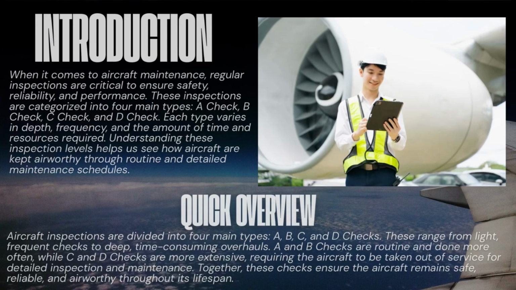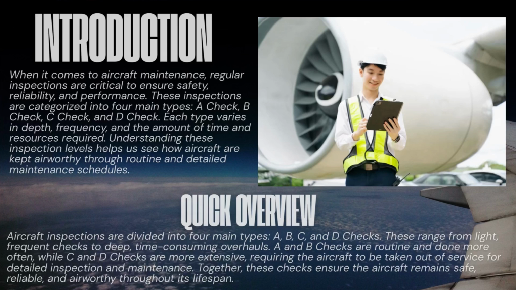Introduction. When it comes to aircraft maintenance, regular inspections are critical to ensure safety, reliability, and performance. These inspections are categorized into four main types: A check, B check, C check, and D check. Each type varies in depth, frequency, and the amount of time and resources required. Understanding these inspection levels helps us see how aircraft are kept airworthy through routine and detailed maintenance schedules.